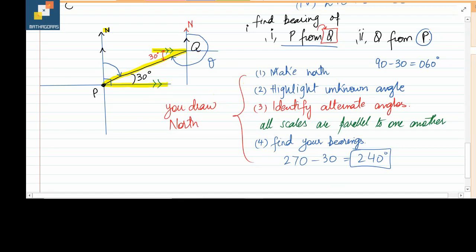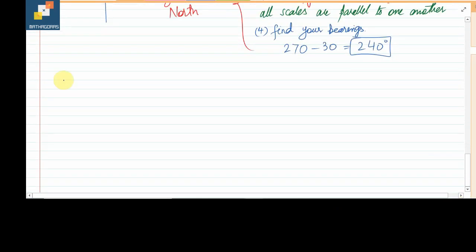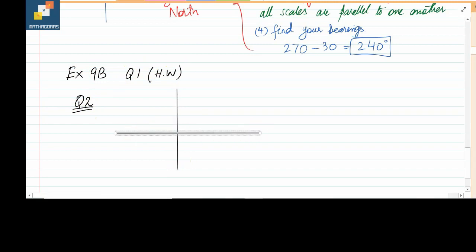Now we are going to start some of the book questions. In your book, question number 1, you need to try it by yourself. It's exercise 9B. Question number 1, you need to try it by yourself. The same example I covered above. So starting with question number 2. Question number 2 has 6 parts, and I am going to cover only 3 of them. The rest you will do by yourself, because again I have explained them in the above examples.